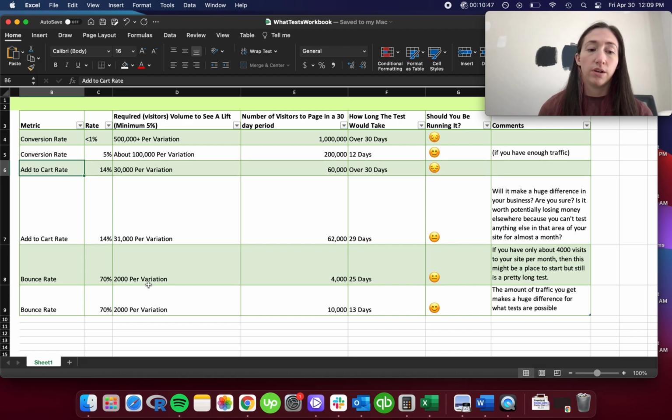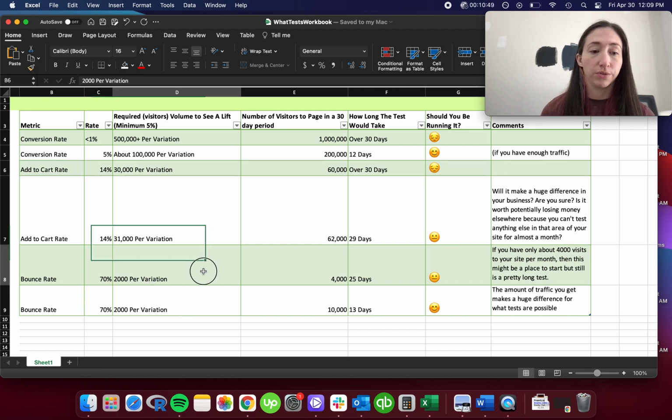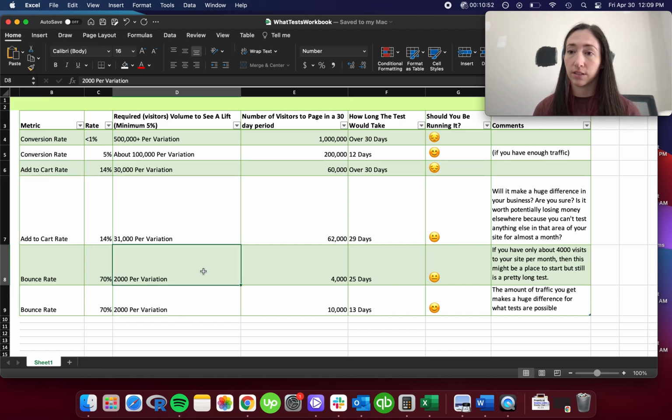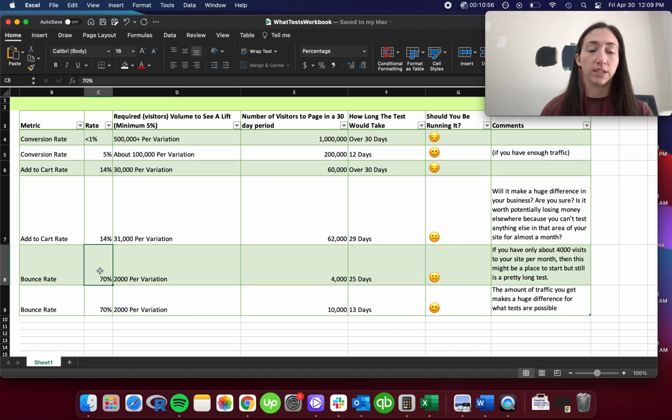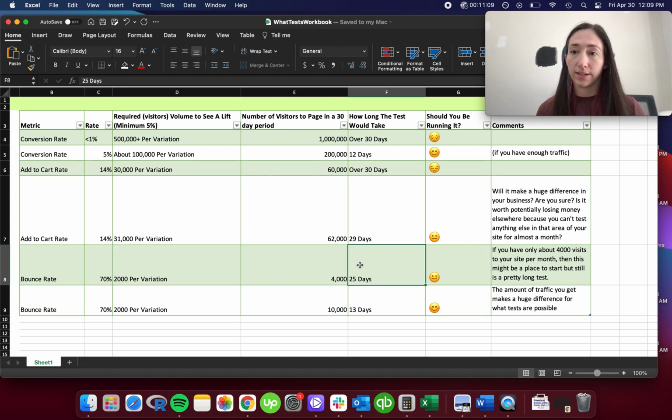So if you don't have very much traffic at all, for example, say you only get about 4,000 visits per month, then you're in trouble because you're running into things where you're wanting to test something like bounce rate, which you can test on almost every page and you can capture almost every person that's coming through your site, instead of something that's much further down the funnel. And what you'll see is that you're still going to run into having to run that test for almost a month. And we recommend that you shouldn't be running tests more than about 14 days.